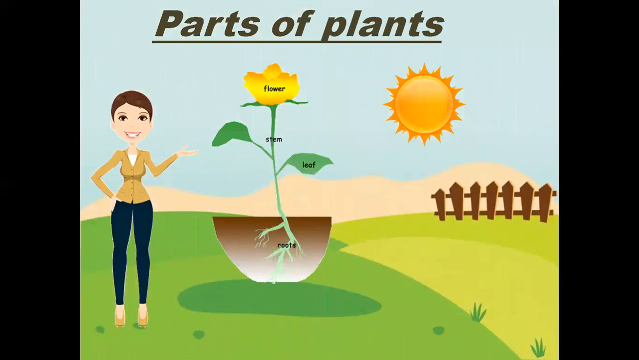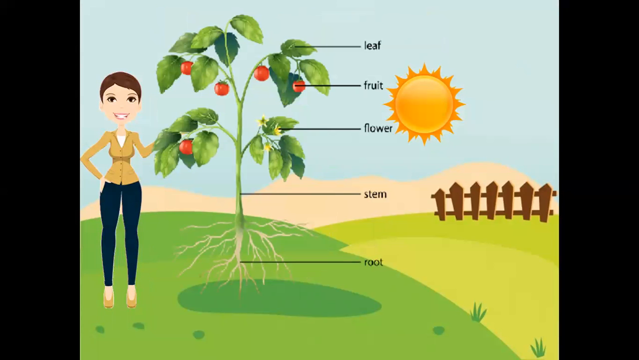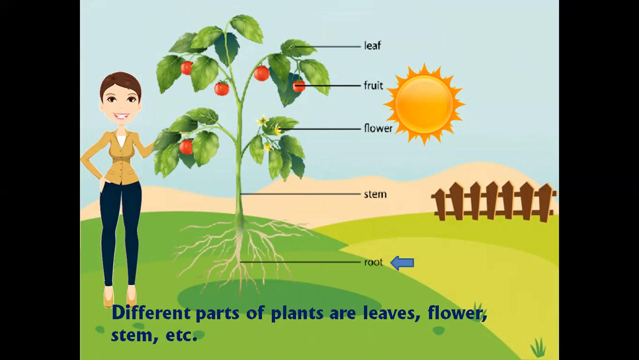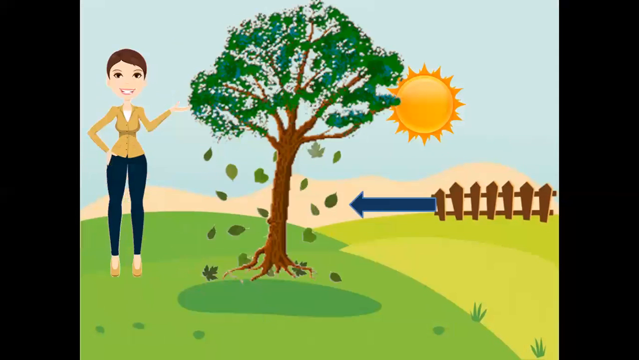Parts of the plants. There are many parts of the plants, but the five main parts of the plants are root, stem, flower, fruit, and leaf. Children, a few parts of the plants grow underground, that is inside the ground. For example, root. And a few parts of the plants grow above the ground. For example, stem, flower, fruit, leaf. Now let's have a look at each one of them.